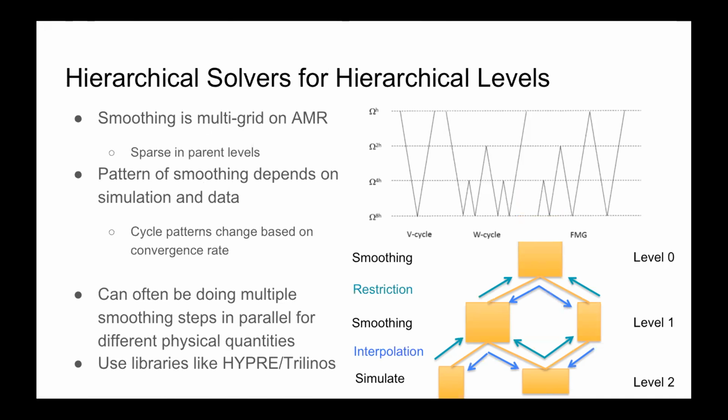Another interesting property of these different smoothing levels is that oftentimes you can have smoothing being done for different physical processes in parallel. So in multi-physics applications, you can actually have smoothing happening for multiple different physical quantities at the same time. And so that creates even another level of task parallelism that you get by having multiple smooths happening at different levels of the tree at different times.